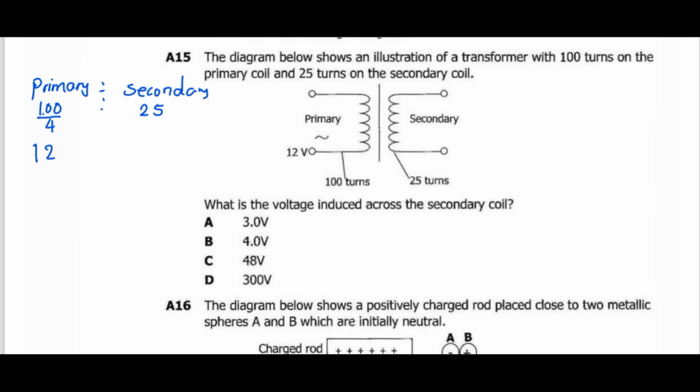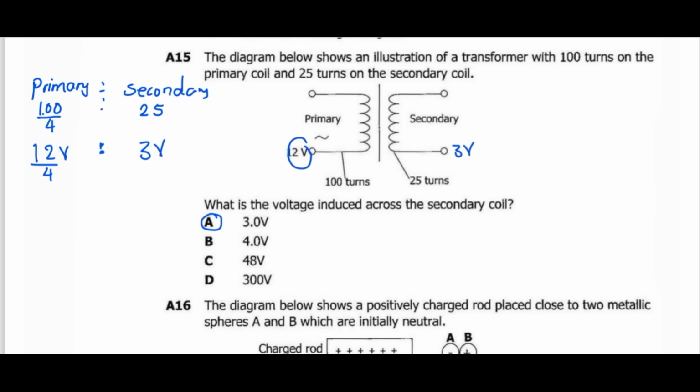So if we have 12 volts here, then we divide these 12 volts by 4, because they all follow the same proportionality. The proportionality followed by the number of turns can also be obeyed by voltage, including current. So since 100 divided by 4 is 25, then 12 divided by 4 will give us 3 volts. So our answer is 3.0. And it makes sense why this is a step down transformer. We can see that the input voltage is greater than the output voltage.